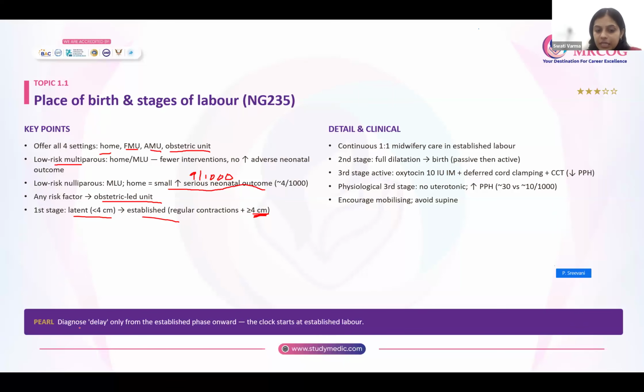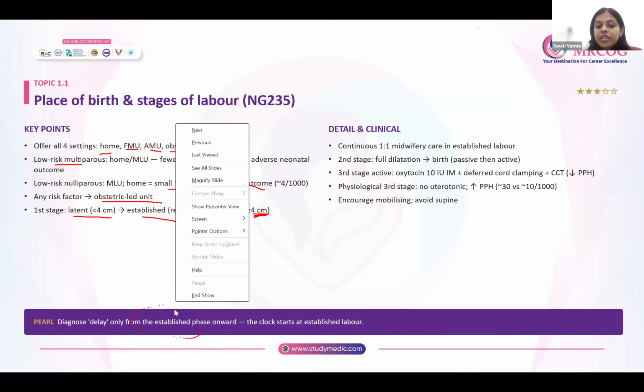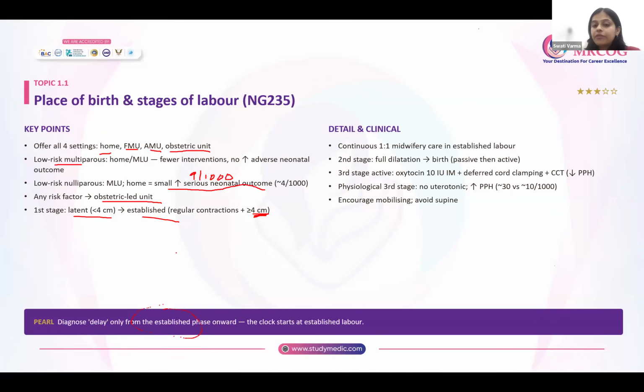Another pearl point here is diagnose delay only from the established phase forward. Established phase only, that is after 4 centimeter. Then if the progress is slowing down, that is we are examining after 4 hours and progress is less than 2 centimeter, then only label it as delay. Okay, so this is a pearl point.